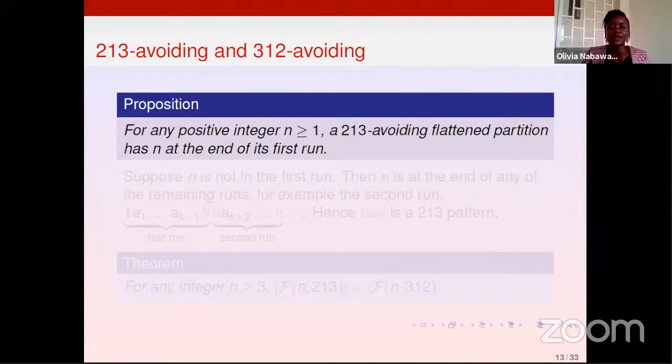Okay, now as you've all seen from that table, 2, 1, 3 avoiding flattened partitions and 3, 1, 2 avoiding flattened partitions are both counted by the same sequence, which is a power of 2. That's why I'm considering them together. And we have an interesting property for 2, 1, 3 avoiding flattened partitions, as seen in this proposition: for any positive integer n greater than or equal to 1, a flattened partition that avoids pattern 2, 1, 3 has n at the end of its first run.